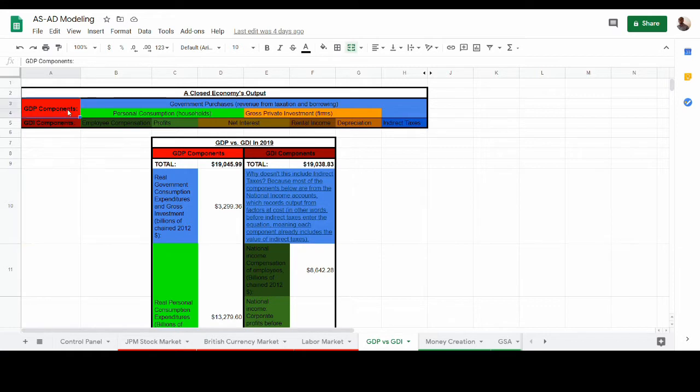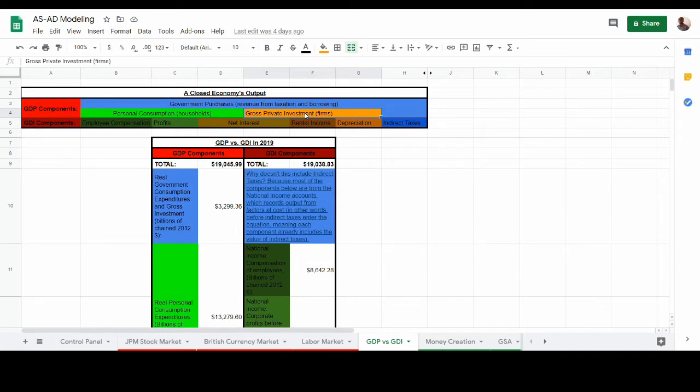You can see the GDP components are government purchases, which is revenue from taxation and borrowing, and it's usually also accompanied in a closed economy by personal consumption by households and gross private investment by firms. In an open economy, there is also the inclusion of net exports, which are the exports of the economy to outside economies minus the imports that the economy does from outside economies.